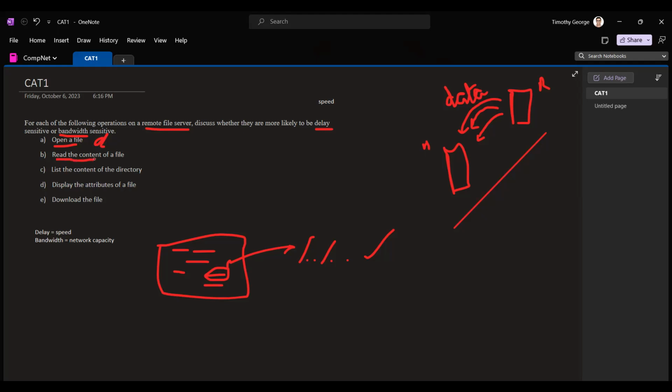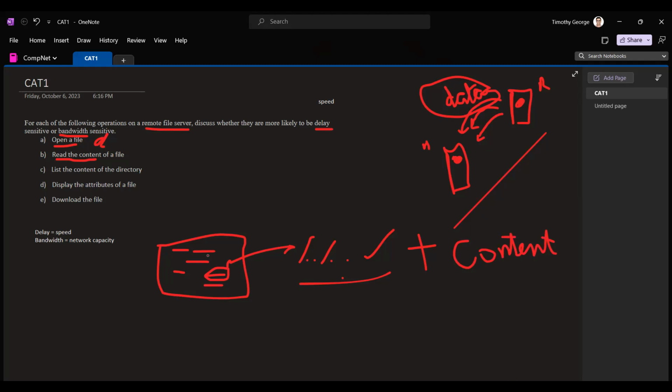Next, reading the contents of the file. This is a little different, because what do we need to read the contents of the file? When you read the contents of a file, you're going to take a file from your remote and display it on your host. What kind of data? Again, you have to ask what data you need to transfer. Do you need just the directory? No, you need something more than the directory. You need the directory, plus the content, so what's inside the file.